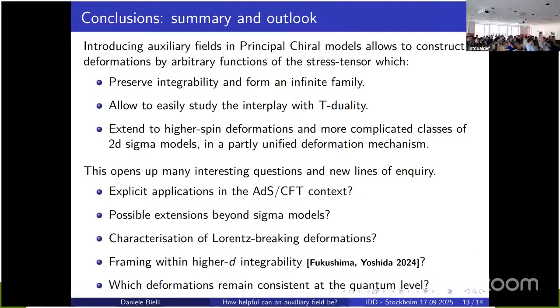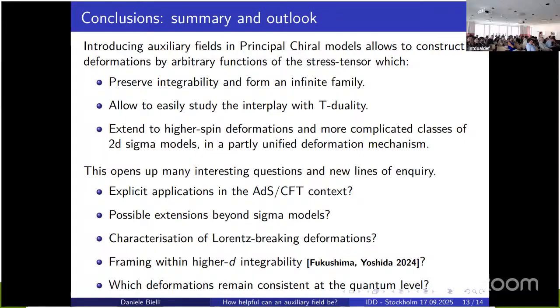Okay, so just to briefly summarize and conclude, I've tried to describe this class of sigma models, the principal chiral model deformed by auxiliary fields, in which if you introduce auxiliary fields, you can preserve integrability and induce deformation by functionals of the stress tensor forming an infinite family. And there are some nice properties in the study of the interplay with T-duality. It also extends to higher spin and other classes of sigma models in a useful, partly unified frame, which still needs to be fully understood.